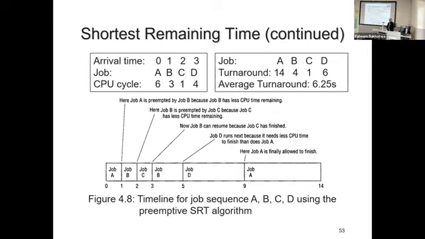They arrived at different times, so we know when each one arrived. And A needs 6 time units, B needs 3, C 1, and so on. So let's look at this. At time 0, A arrived. No one else is in the system, so A starts running.